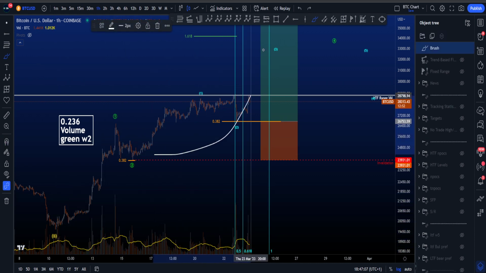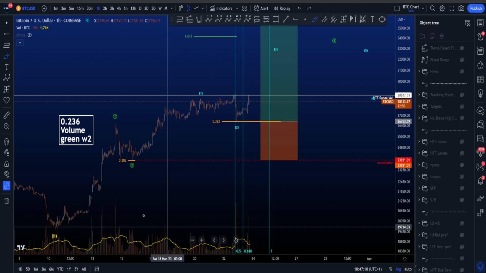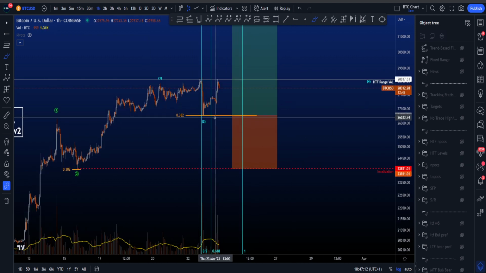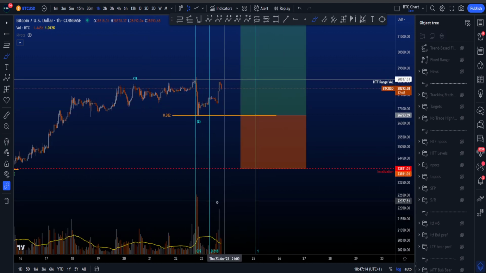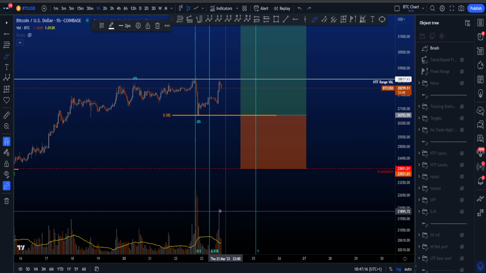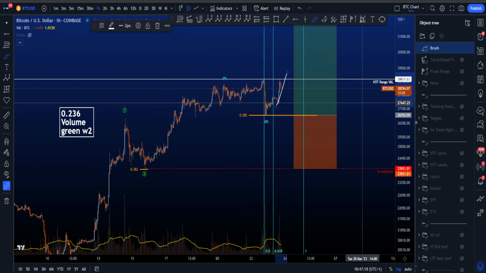So we want to see volume increase with the move to the upside. At the moment it is not necessarily increasing. If we go to the lower time frames, yes, this move has a nice amount of volume, but we have to see what the follow-up is going to be.